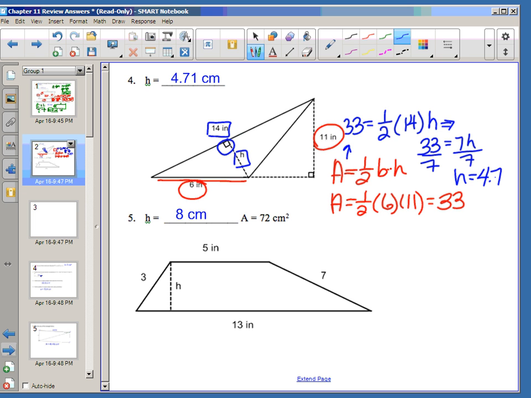I don't have a calculator pulled up. And again, now we're in inches, so don't forget to label with the correct units. Let's add that one in.